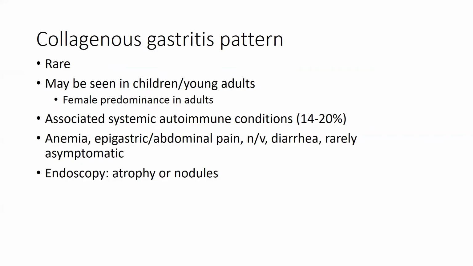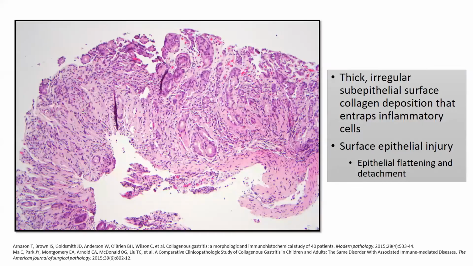And then on endoscopy, it could demonstrate atrophy or nodularity. And histologically, these cases are characterized by a thick and irregular subepithelial surface collagen deposition that tends to entrap inflammatory cells. And as I mentioned for lymphocytic gastritis, patients with collagenous gastritis will also have surface epithelial injury with epithelial flattening and also areas of complete surface epithelial detachment, as you see here.